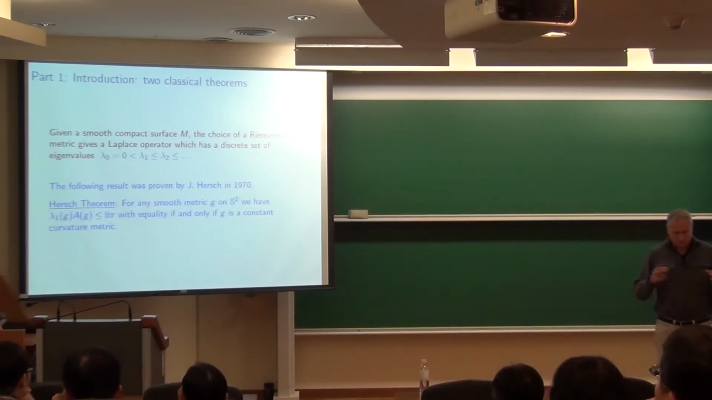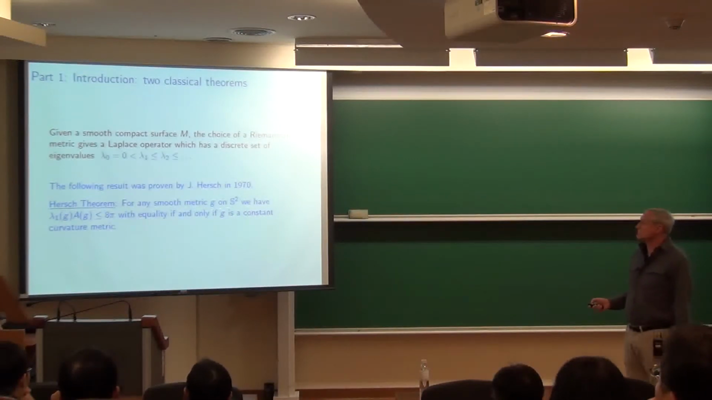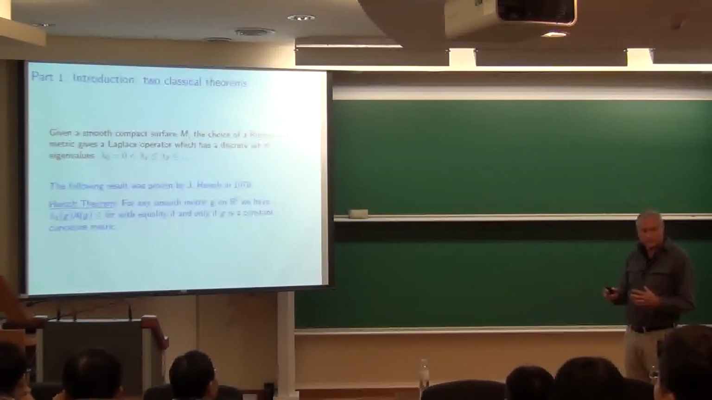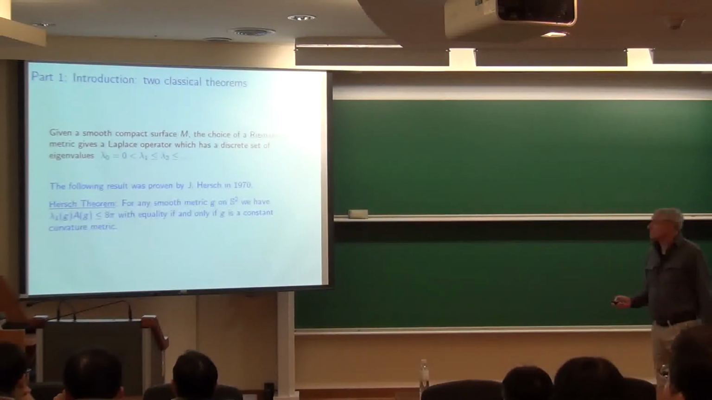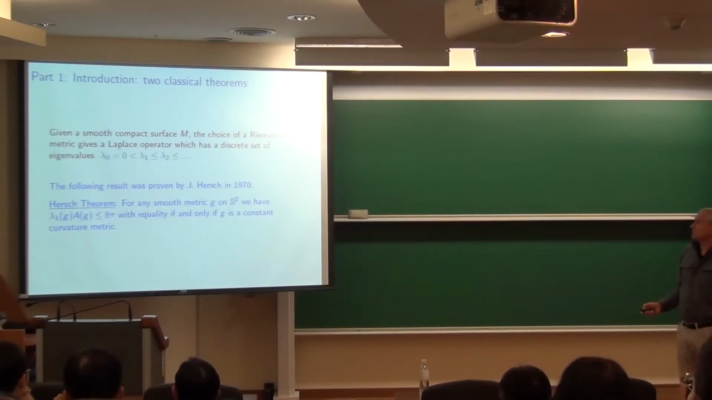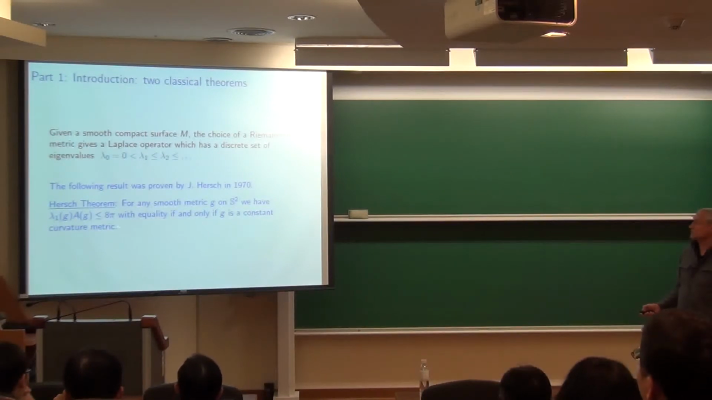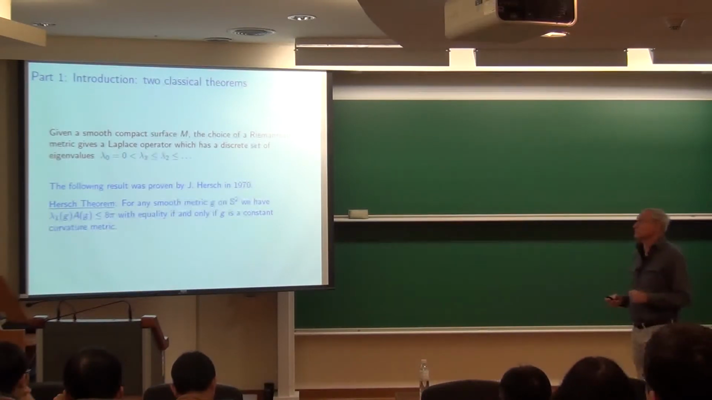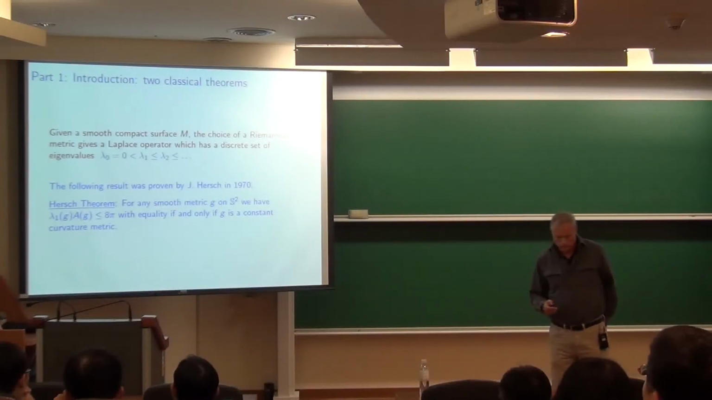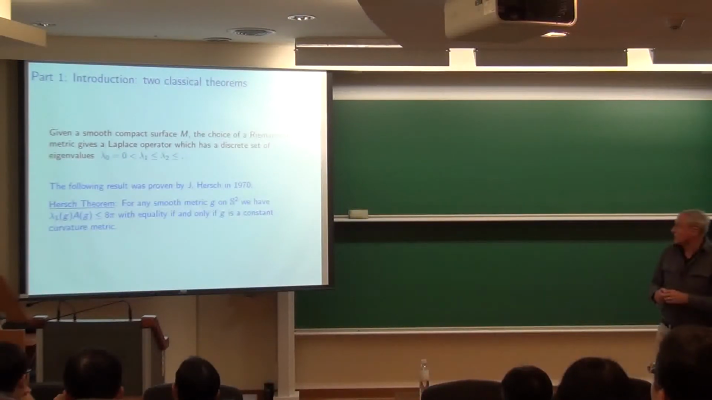It says that we consider the space of all metrics on S2, so any smooth metric on S2, then for any such metric, the lowest nonzero eigenvalue times the area. That just has the effect of normalization, so the quantity lambda 1 times the area is a scaling invariant quantity. That's bounded above by 8 pi, and equality holds if and only if the metric is a constant curvature metric. That's called Hersch's theorem. And as I say, it goes back to 1970.